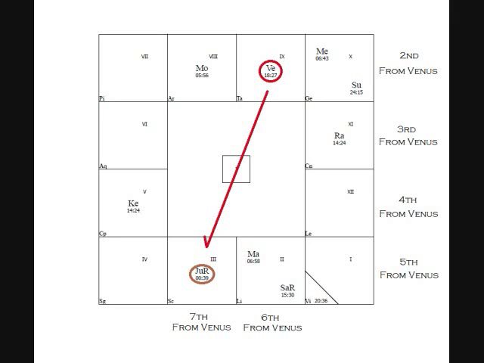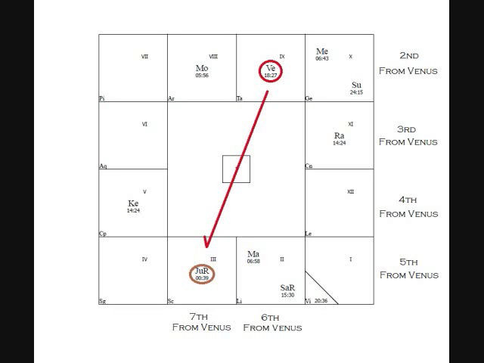Now, if we were to count from Jupiter to Venus, Scorpio being number 1, Sagittarius number 2, Capricorn 3, Aquarius the 4th house, Pisces the 5th house from Jupiter, Aries the 6th house from Jupiter, we'll come to Taurus, which is the 7th house from Jupiter. So Jupiter also aspects Venus. Now, all of the planets aspect 7 houses away from each other.